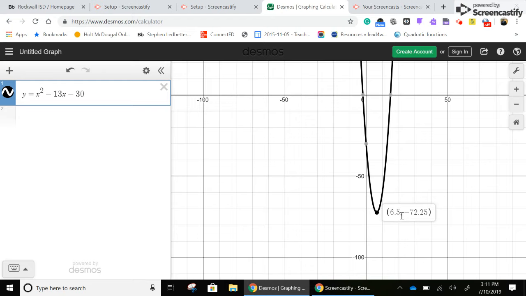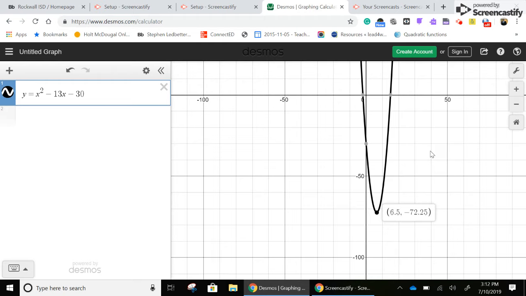Does this have a min or a max? Well, you should know it's a min because it's as low as it goes. You can't say max because these keep going on forever and ever. And again, the line goes right through the vertex. When you draw a line right here as low as it goes, it touches the y-axis. That means this right here is your minimum value. So my equation would be y equals negative 72.25.